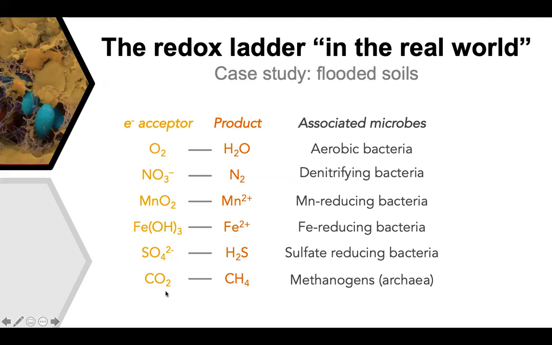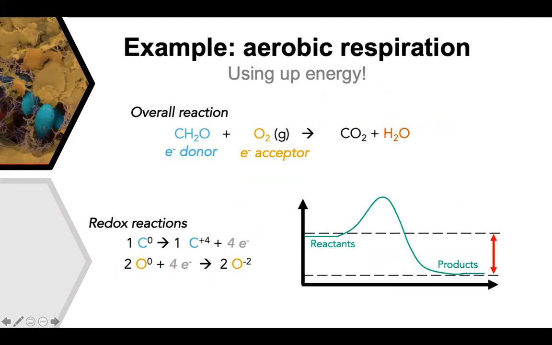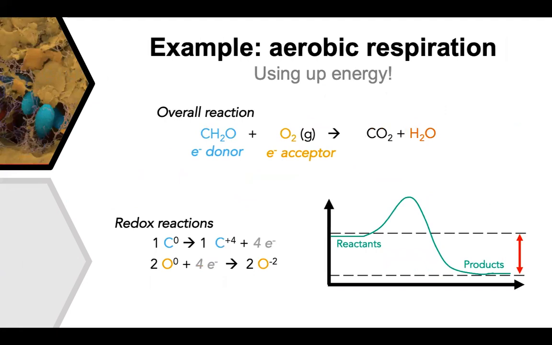Now, microbes don't want to go through that redox ladder. Why don't they want to go through that whole thing? Because as you go down the redox ladder, you get a decreasing amount of energy from each mole of reaction that happens. The most common of these redox reactions is called aerobic respiration.